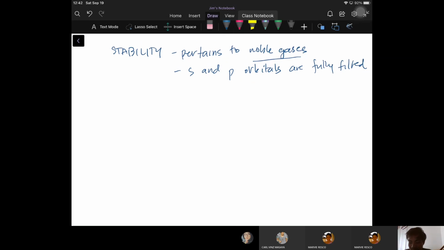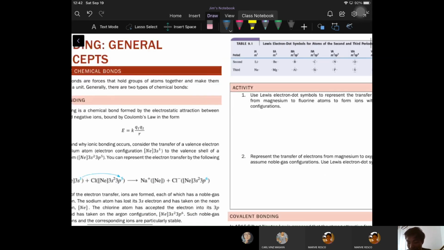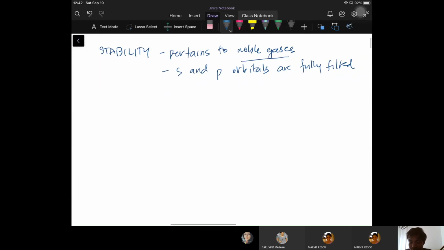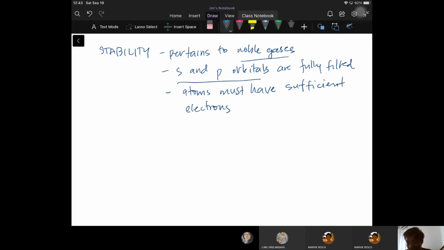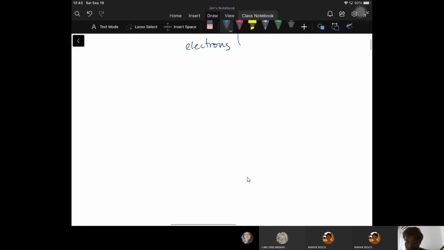So, sulat natin yan, although nandito na yun sa PDF. Download nyo na lang. So, for atoms to be stable, atoms must have sufficient electrons. Ganun yung idea. Kailangan may sufficient electrons siya in order to fill the S and the P orbitals. Okay, so punta na tayo sa specific examples mismo.